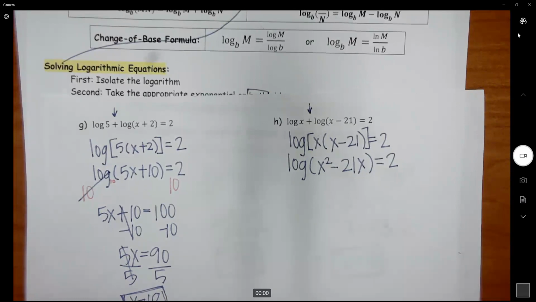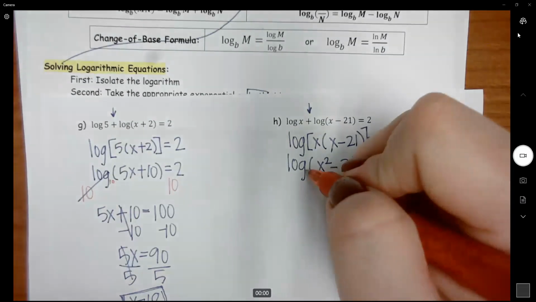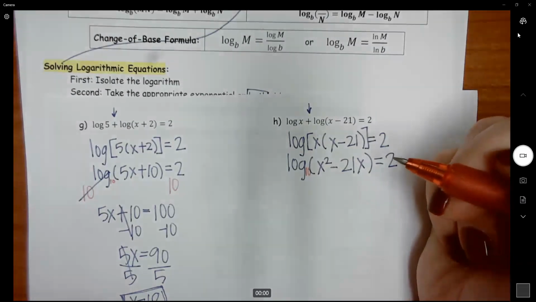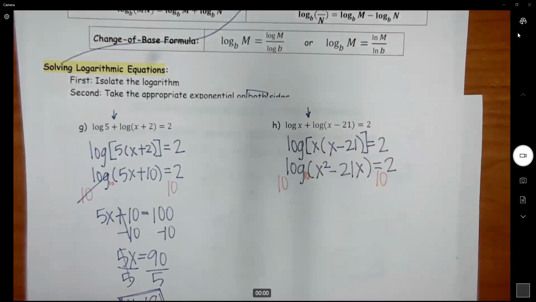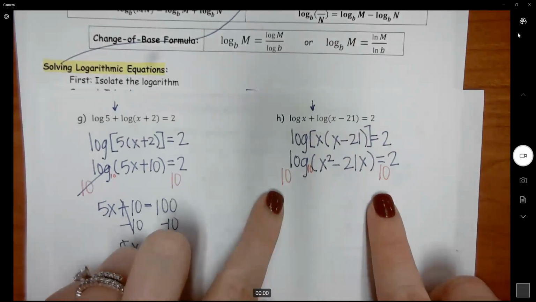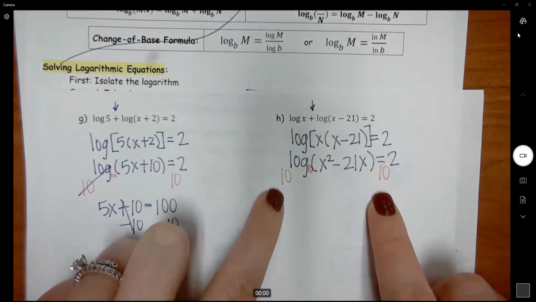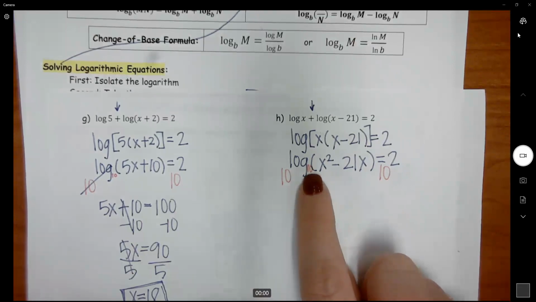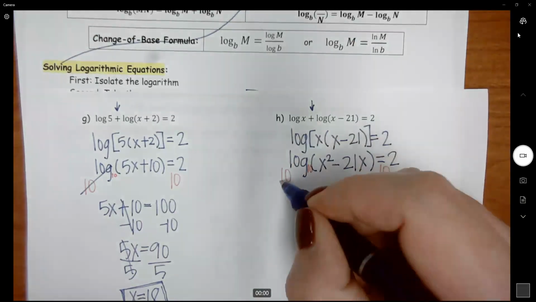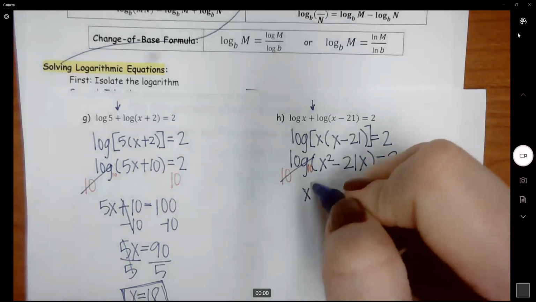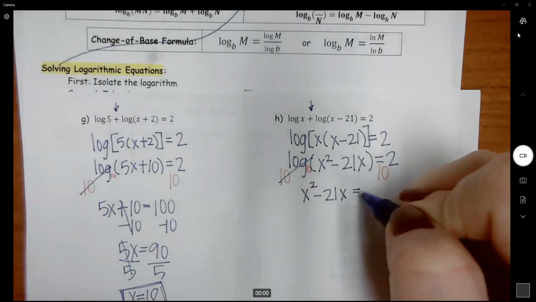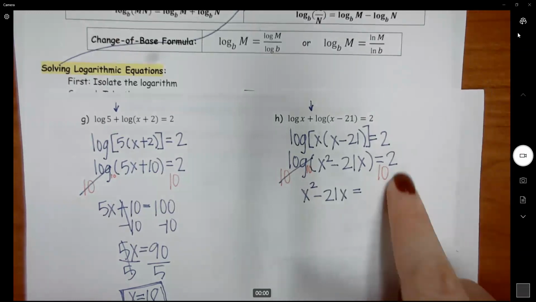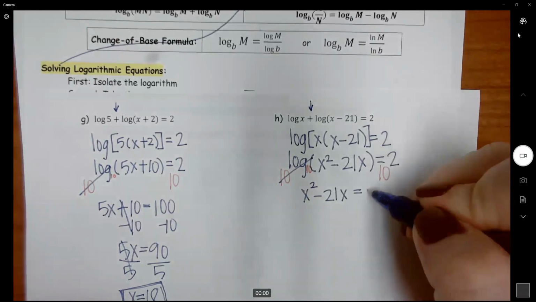This is another common log. So to get rid of a common log with a base of 10, we are going to raise each side as an exponent with the base of 10. I can raise this to any power that I want. I am purposely picking the same base as that log, so they will cancel. And now I'm left with x squared minus 21x equals 10 squared, which is again 100.